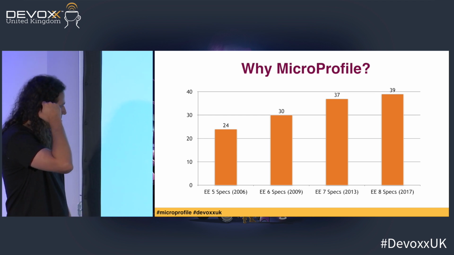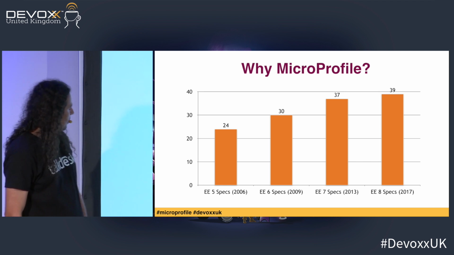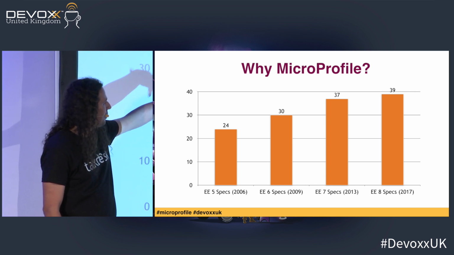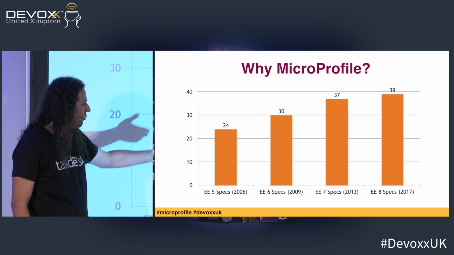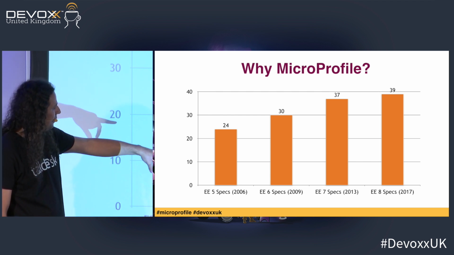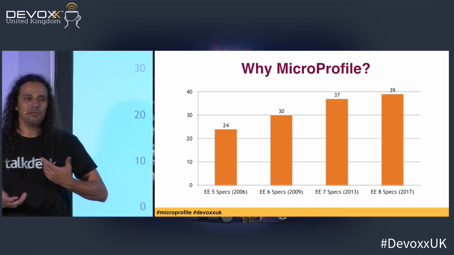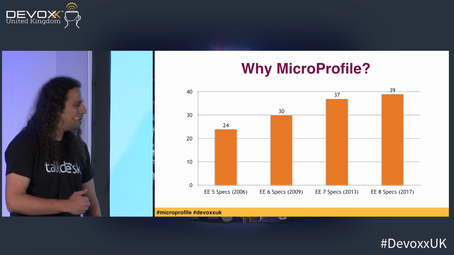Also, we did this graph. If you look at Java EE 5, we have 24 specs, and specs have been growing from version to version. But the interesting thing was, if you go from EE 7 to EE 8, they only added 2 more specs. So we can see that there was a slow decline in new specs being added to EE.